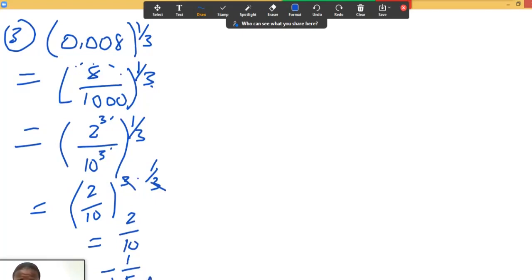Let's quickly look at our next example, example 4, where we have 0.125 to the power 1 over 3. So we need to relate it to 3 as well.